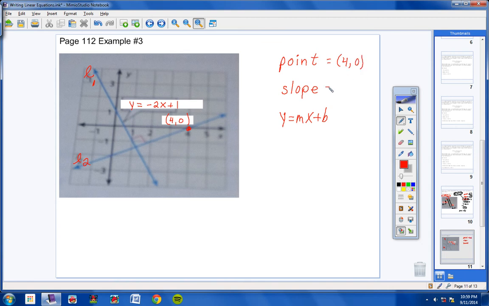Now, do they give us the slope of this line right here? Unfortunately, they don't. But you know what they do give us? They give us the slope of this line here, students. We know the slope of this line. We do, Mr. Hart? Yeah, look.